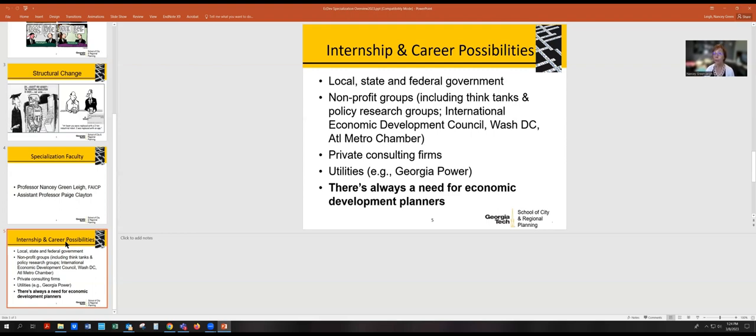There are many nonprofits doing good work here that are looking for strong students to help them with the major missions that they have. In terms of long-term work, but also summer internships, the Economic Development Council, headquartered in Washington, D.C., is a major influencer of economic development activity in the country, and that's a great place where some of our students have worked. We also have many consulting firms, the Atlanta Metro Chamber of Commerce, which is made up of all or most of the counties in the region. And then our utilities are actually quite interested in economic development, and we've got great contacts there and great alumni there. So there's always a need for economic development planners, and here in this particular city, there's great opportunity.